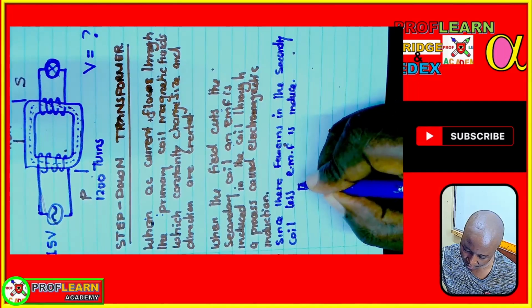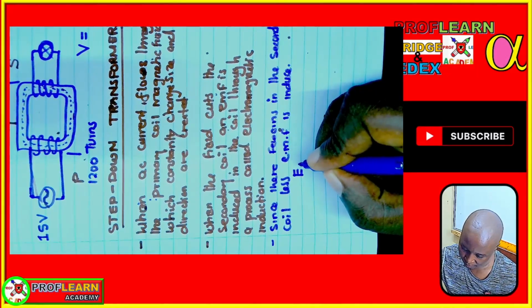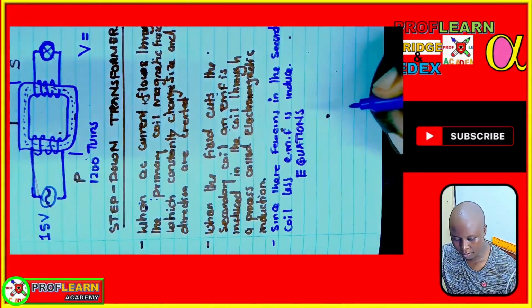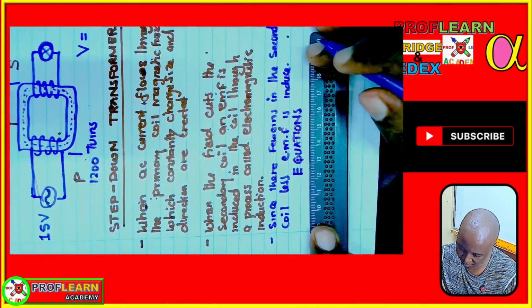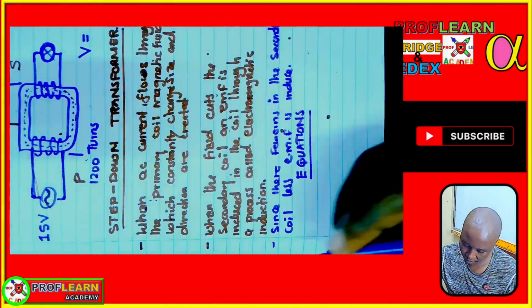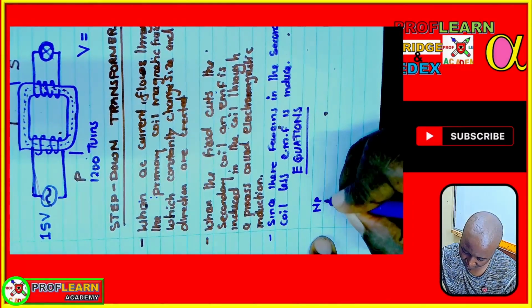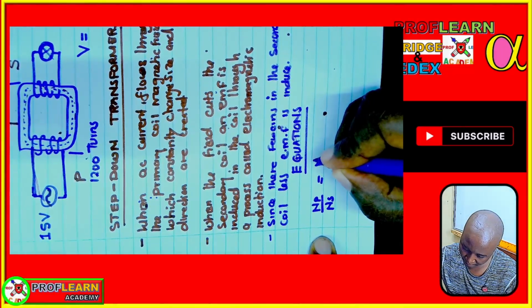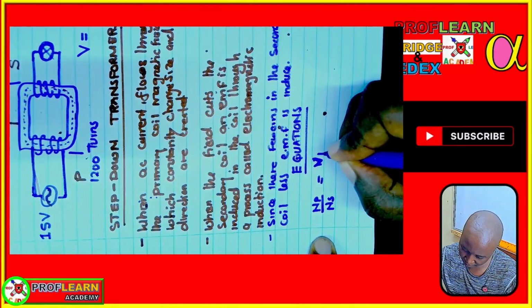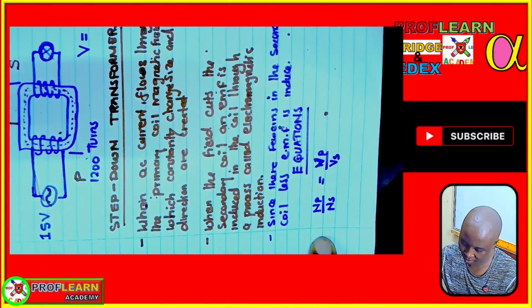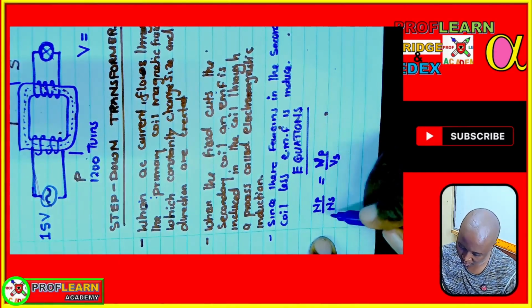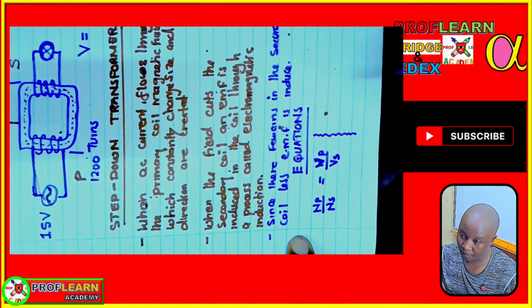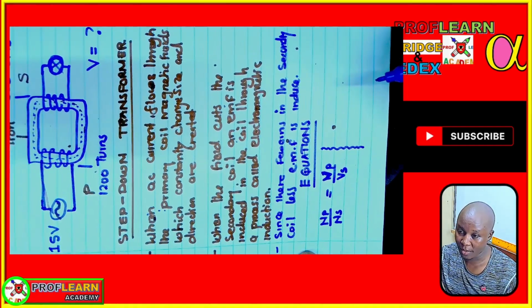So the equations that are important in this particular concept: the number of turns in the primary coil over the number of turns in the secondary coil should be equal to the voltage in the primary coil over the voltage in the secondary coil, which you can use in order to work out a given question where you are expected to find the missing voltage.